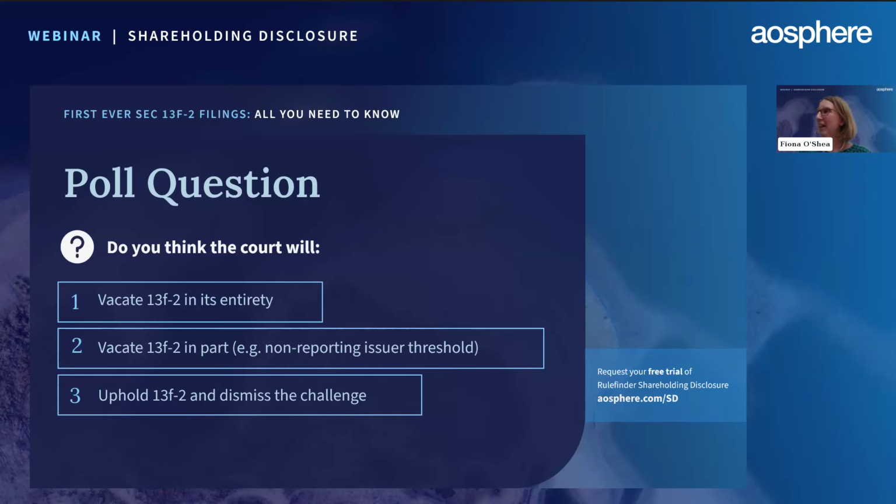So that's probably enough time for you to have done your vote. So let's see where we've come out. Overwhelming is number 2 by the looks of it, Wallace, which is vacating 13f-2 in part, e.g. the non-reporting issuer threshold, which I think probably leads us nicely on to the tricky foreign securities section, doesn't it? Because I think that's what everyone is hoping for, to get rid of that section of the rules which are proving so problematic.